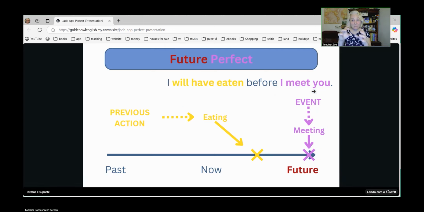So it's the same format. When we look at it like this, the picture is the same. The format is the same. The order of the action and event is the same. And that is what this perfect tense is representing.